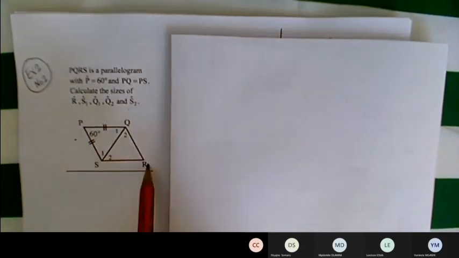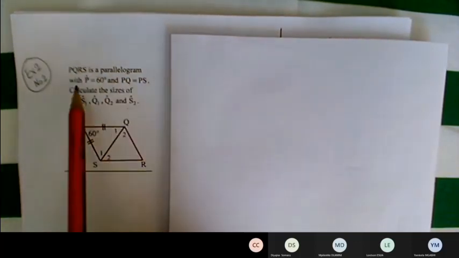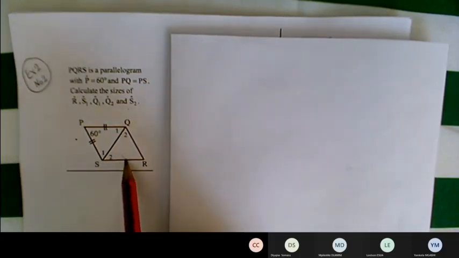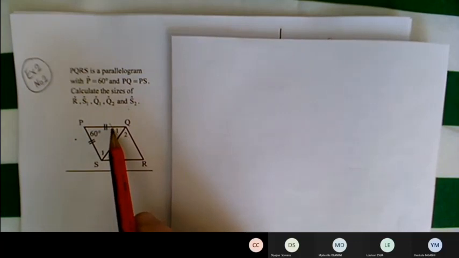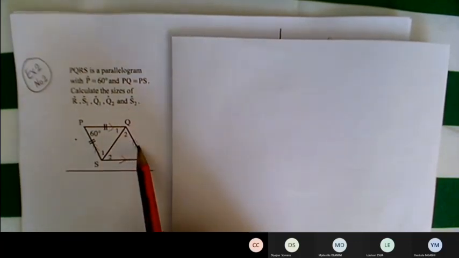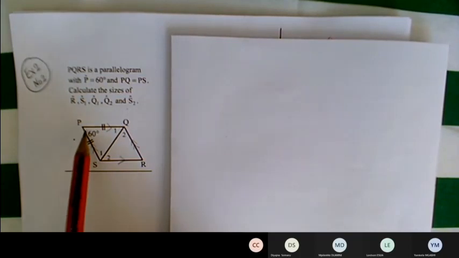So PQRS is a parallelogram. This means we'll use all the properties of a parallelogram. So first step, what I like to do when you get a test or an exam is to take this information and write it on there. So because it's a parallelogram, you know in pencil that this side will be parallel to that side, because parallelograms have opposite sides parallel and equal. So add it into the diagram, right? With P is equal to 60, so all of this angle here, P is 60.